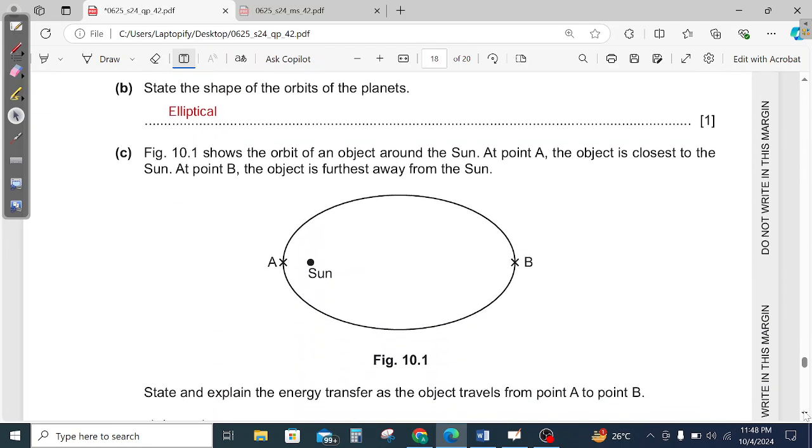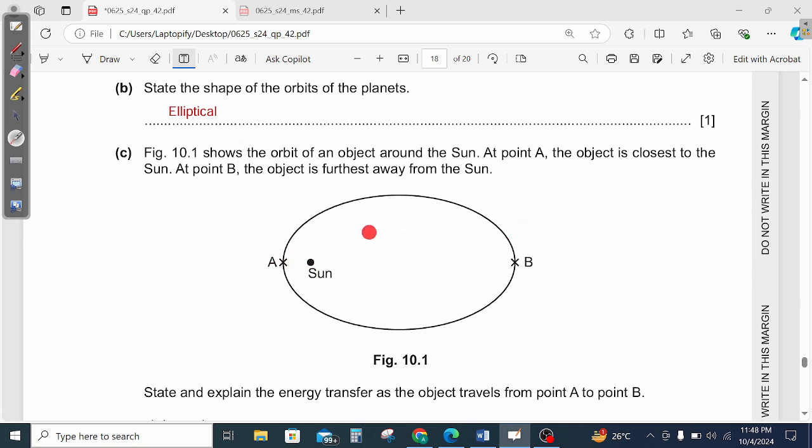Next is figure 10.1, which shows the orbit of an object around the Sun. At point A, the object is closest to the Sun. At point B, the object is furthest away from the Sun. That means this is object A. At that position, the object is close to the Sun. The reason is that we have already mentioned that the orbits of the planets are elliptical.